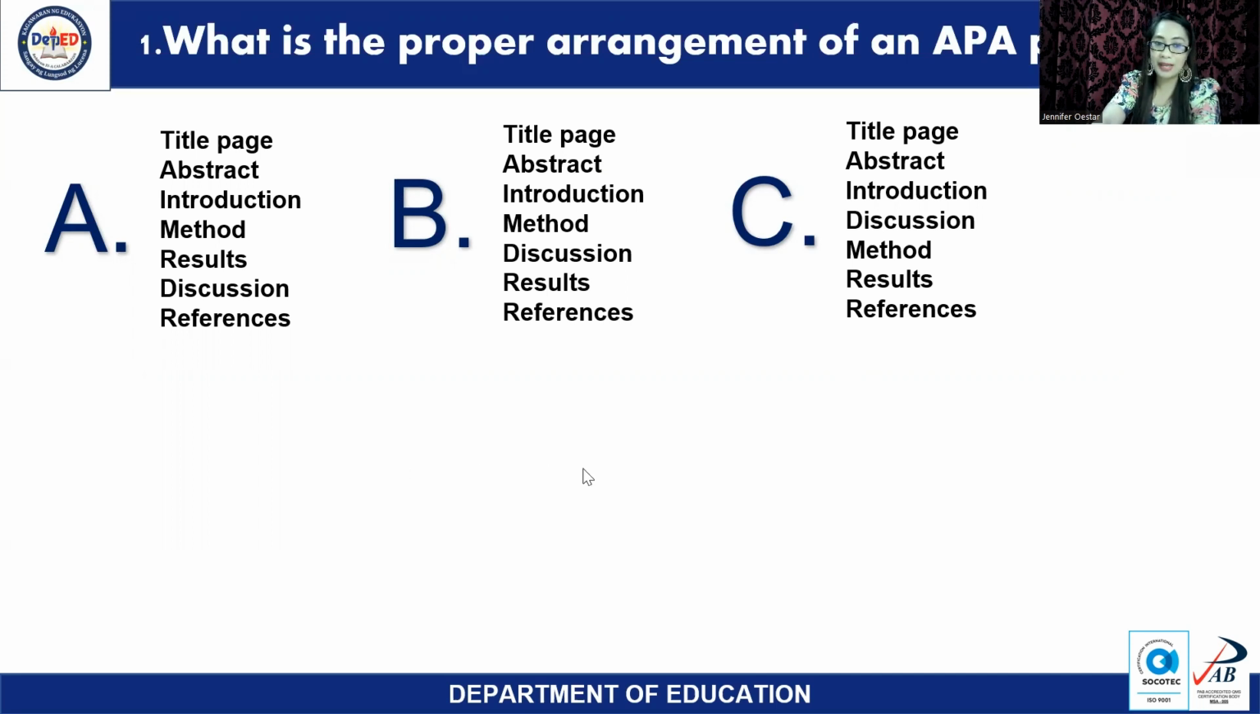A. Title page, abstract, introduction, method, results, discussion, and references. B. Title page, abstract, introduction, method, discussion, results, and references. Letter C. Title page, abstract, introduction, discussion, method, results, references. So you can key in your answer in our chat box. You are given 5 seconds to do so. So the correct answer is, you are right, it's letter A.